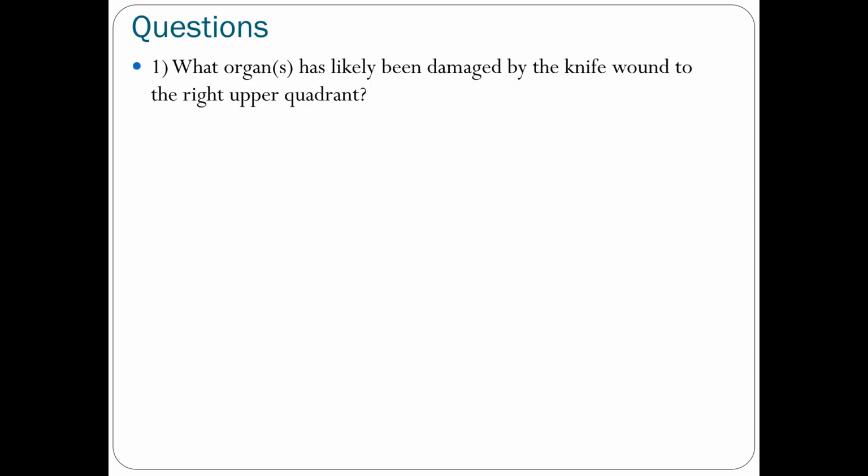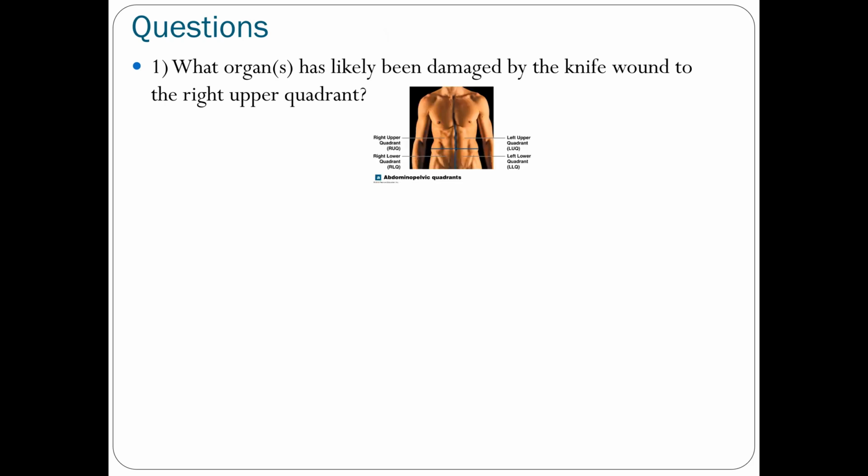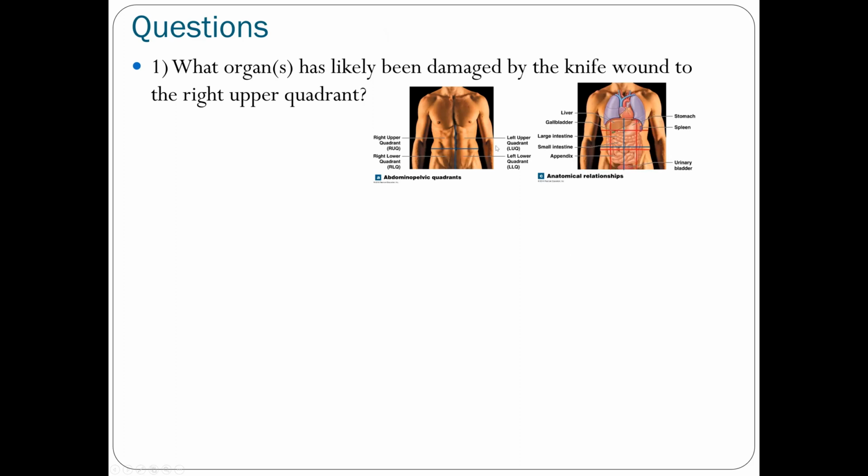So question number 1. What organ or organs has likely been damaged by the knife wound to the right upper quadrant? To answer this question, we need to first remember what our 4 quadrants are and where the right upper quadrant is. So we have this little diagram from the textbook. Then we need to remember where the organs in the abdominopelvic cavity are situated in relation to the quadrants. So again, we are looking at the upper right quadrant. So the answer would be most likely the liver was damaged and possibly a portion of the large intestines if we look at what organs are in this upper right quadrant.